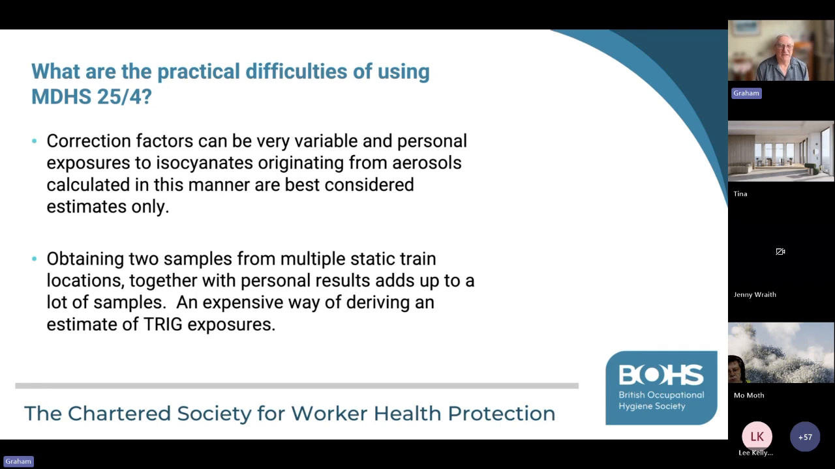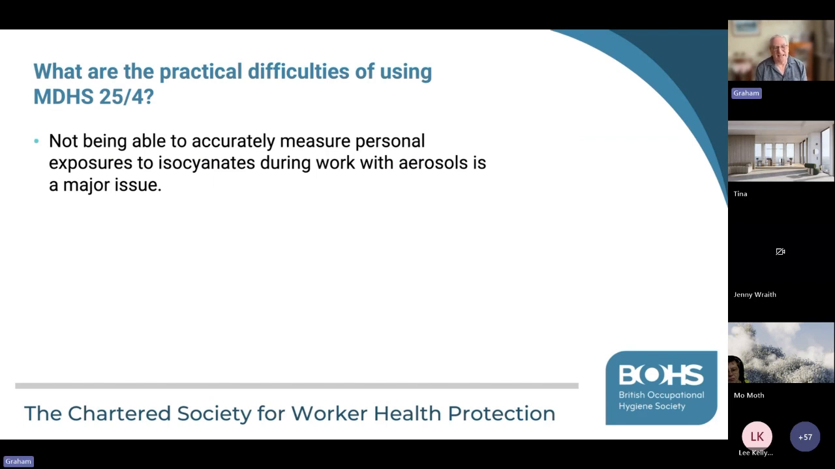But this is not a cheap method of obtaining an estimate, because you need to be doing more than one static sampling train, because we know they can be variable. And for each static, you will be obtaining at least 2 samples for analysis. And then there will be a further sample that needs to be analysed from the personal sample that you take from the worker. So we're actually taking a lot of samples to get what is at best considered to be an estimate of exposure. Not being able to accurately measure personal exposures during work with aerosols is a major issue.